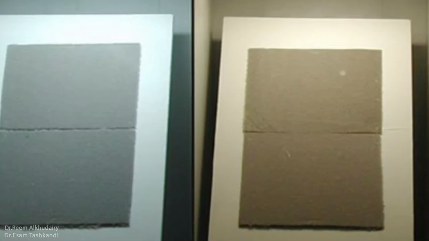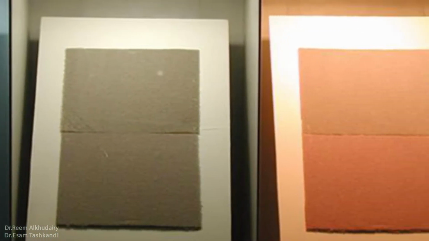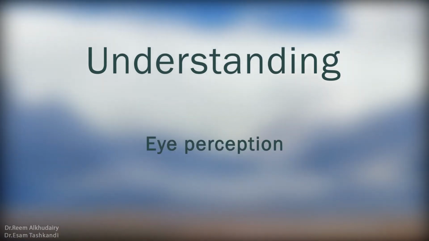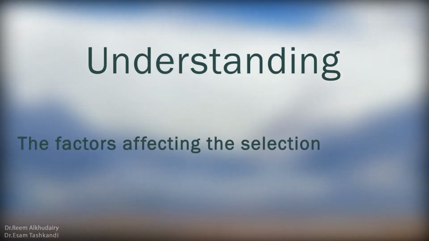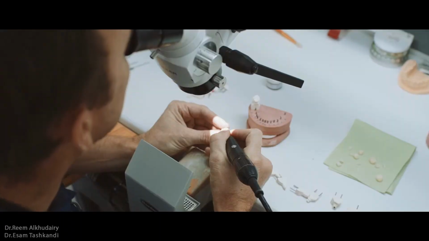The human eye, for instance, can be tricked into seeing a different color just by changing lighting conditions or surrounding colors. Therefore, understanding the science of color, eye perception, and the factors affecting the selection of shade will simplify the shade selection process and allow for fewer remakes, chair time loss, and cost.